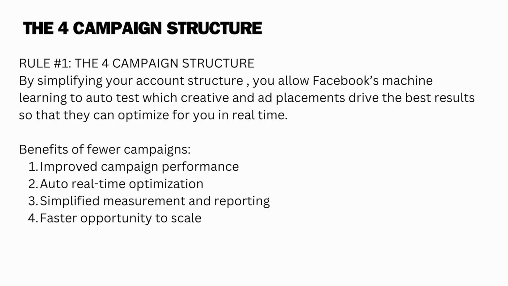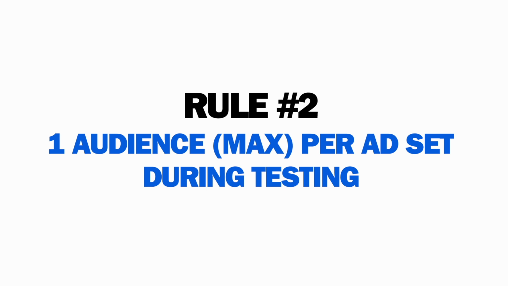By simplifying your account structure, you allow Facebook's machine learning to auto test which creative and ad placement drive better results so that it can optimize for you in real time. Benefits of fewer campaigns: improved campaign performance, auto real-time optimization, simplified measurement and reporting, and you have the ability to scale faster.